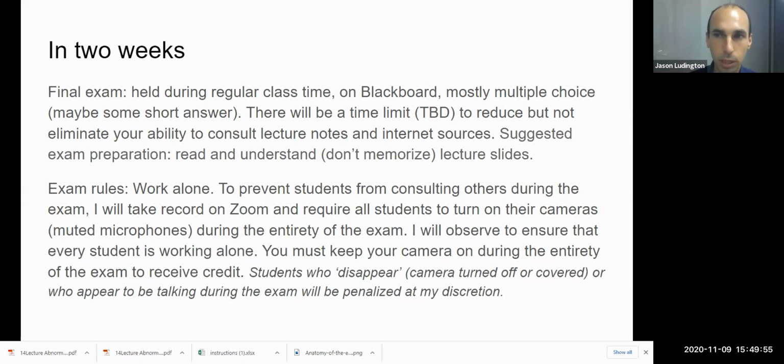It's going to be mostly multiple choice, maybe some short answer. There's going to be a time limit to reduce your ability to consult lecture notes and internet sources, because I want you to still study my slides to prepare for the exam. But on the day of the exam, you can use the internet and you can use the slides to look up stuff that you forgot.